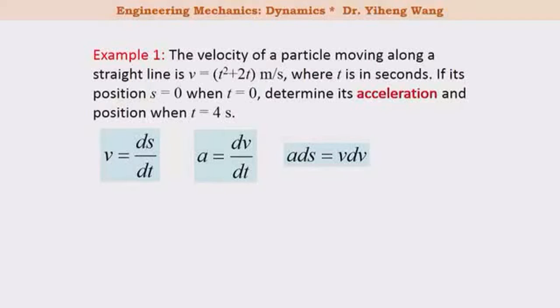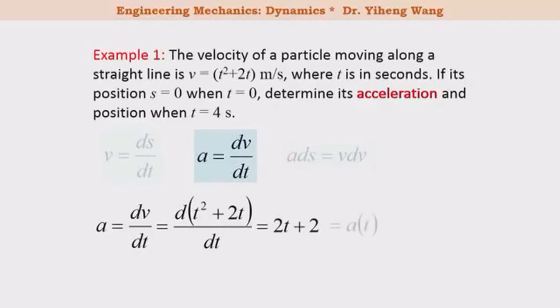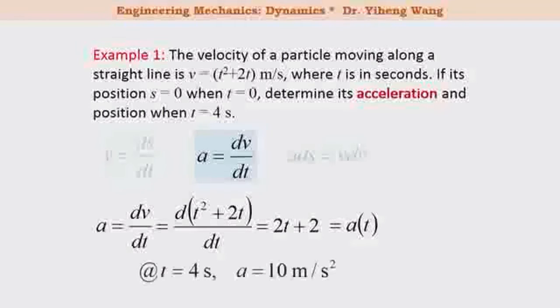So we have v, t, and a, and naturally we want to use the second equation since this equation has all the variables of interest. So we start with this equation, substitute v with the time function, perform the differentiation, and get a equals 2t plus 2. And this is the acceleration as a function of time. So at t equals 4 seconds, we can evaluate acceleration to be 10 meters per second squared. And that is the answer.